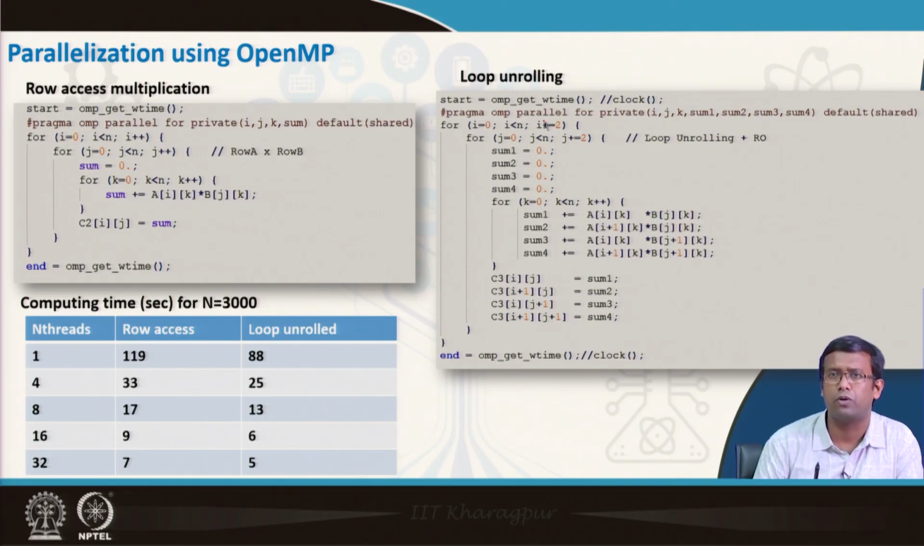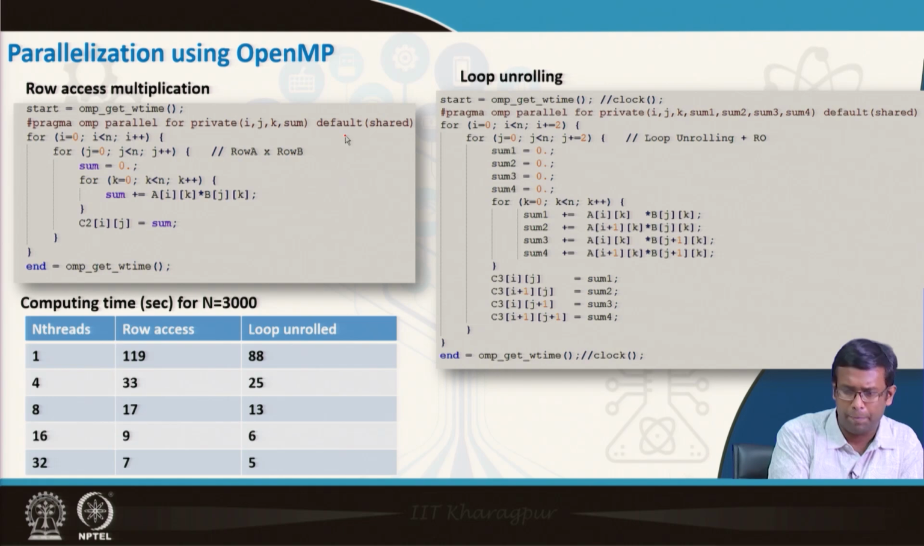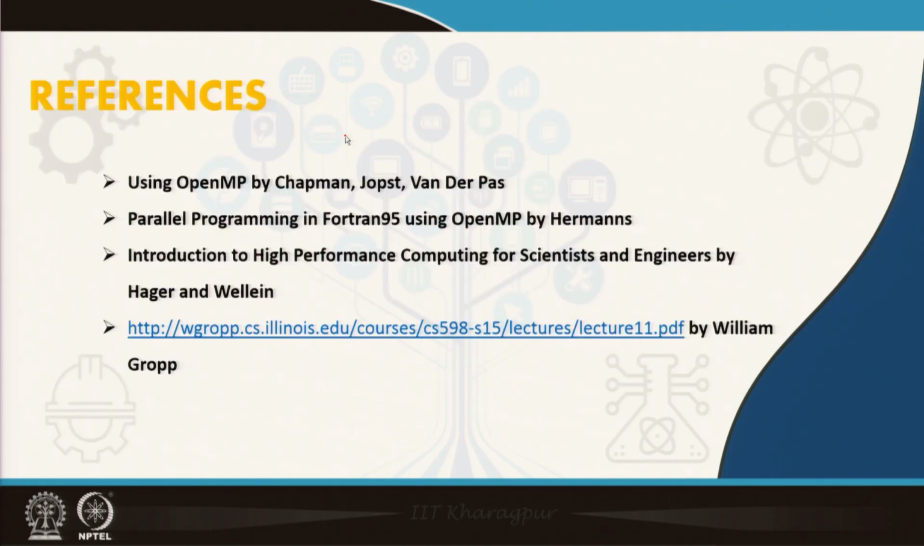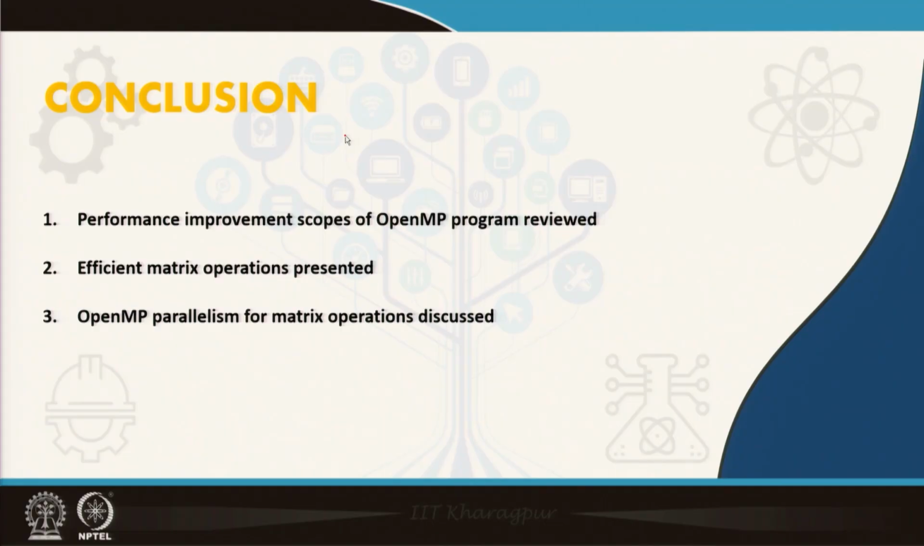Here you only have to put a parallel for pragma, mentioning the right private variables and shared variables, and this is one way of using the registers efficiently and using cache friendly access, getting an efficient implementation of matrix multiplication. So, these are a few references which we have used for this lecture's slides.